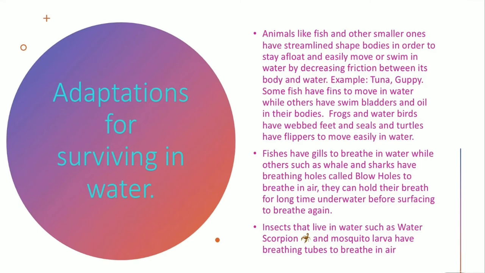Some examples of fish are tuna and guppy, and some fish have fins to move in water while others have swim bladders and oil. For example, swim bladders are things that are stuffed in the fish's bodies, and when they want to sleep, they can just stay afloat and rest.